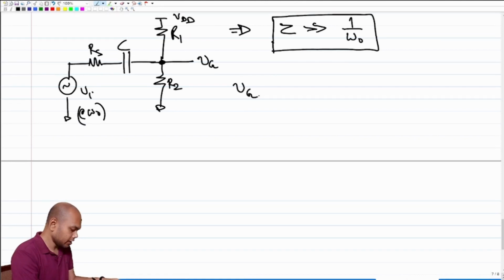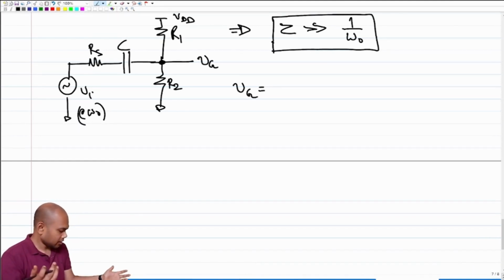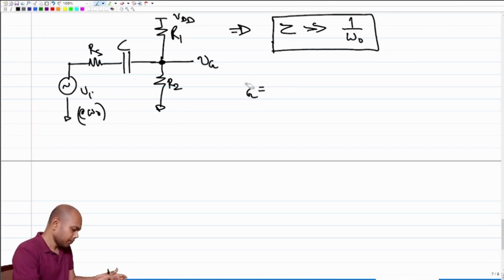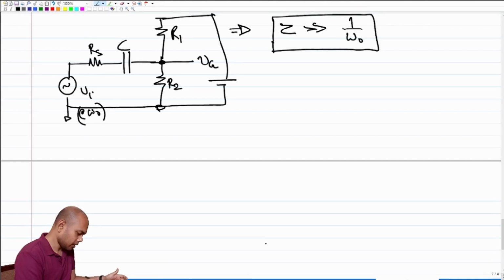The total voltage Vg will be, I can use superposition because it is a completely linear network. We have two sources, one is VDD, one is Vi. In superposition, I take one source at a time and de-energize the other source. Both are voltage sources. De-energizing a voltage source is essentially equivalent to shorting it. Let me connect everything together so that it makes a bit more sense.